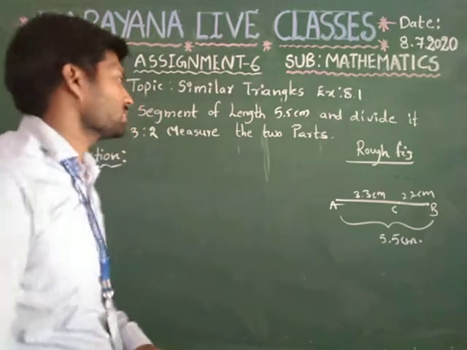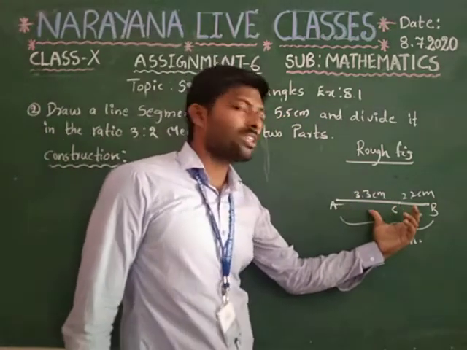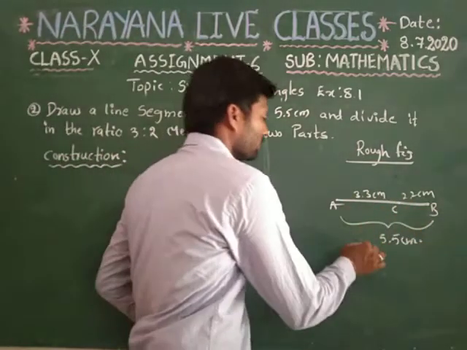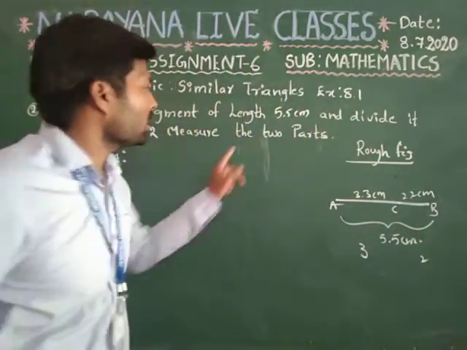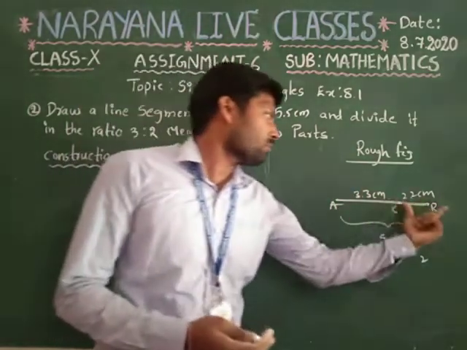Let us see the second question. Draw a line segment of length 5.5 centimeter and also divide it into two parts in the ratio 3:2. So what about this one? This is 3:2. And also you have to measure the two parts. What are the two parts? Means the length of each and every part, how much.